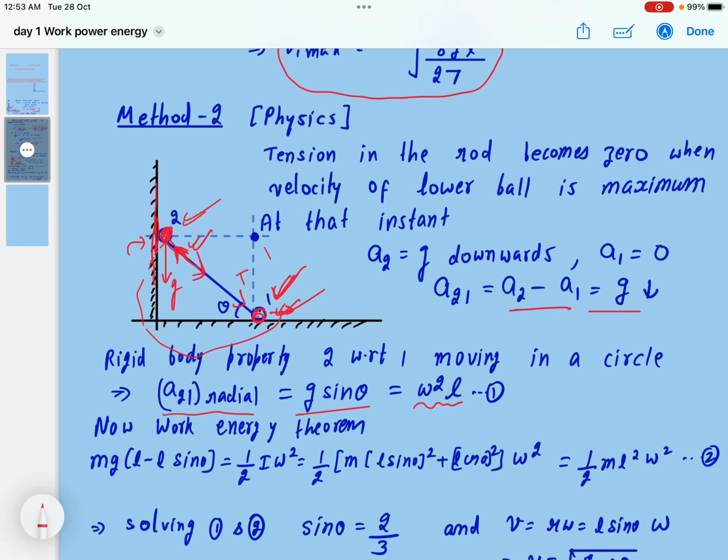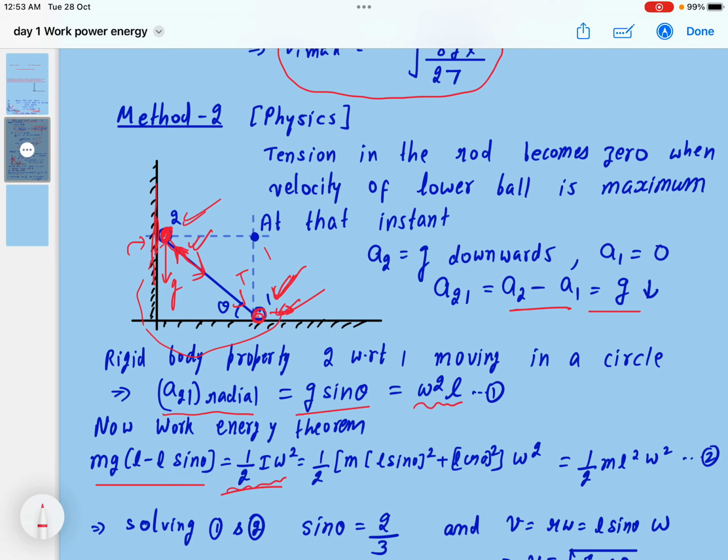The other thing is the work energy theorem. The work energy theorem I can write in this manner, half I omega square, or I can also write half m v1 square plus half m2 v2 square. That also I can write, and again v2 in terms of v1 I can put, or in this way also we can write half I omega square.